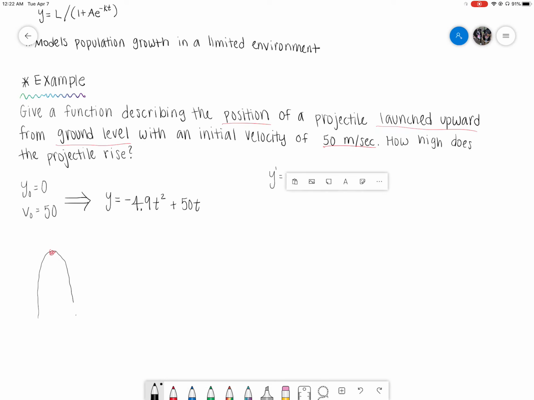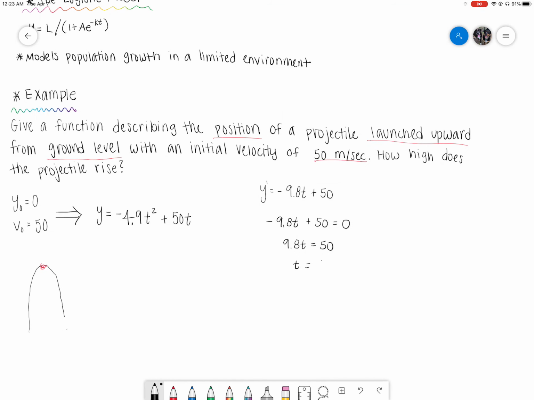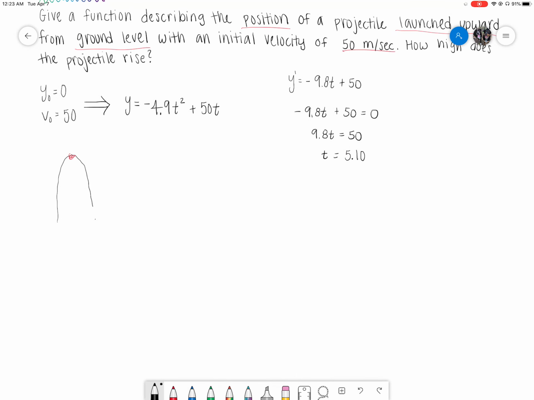So the derivative is negative 9.8t plus 50. Take that, set it equal to 0, solve for t. We get 9.8t is equal to 50, so t is equal to about 5.1. Okay, so that's when the max occurs, but what is it?